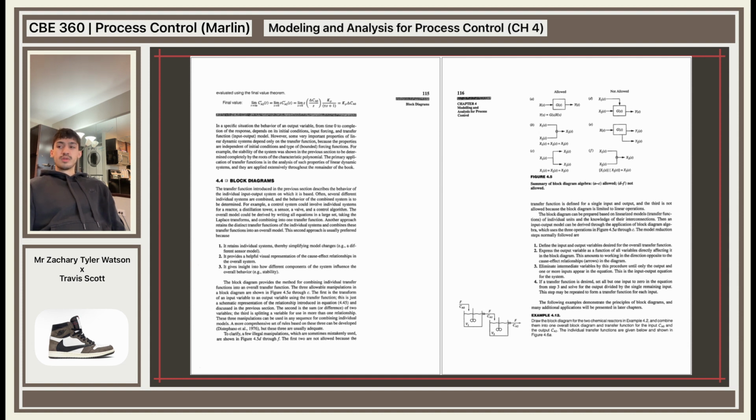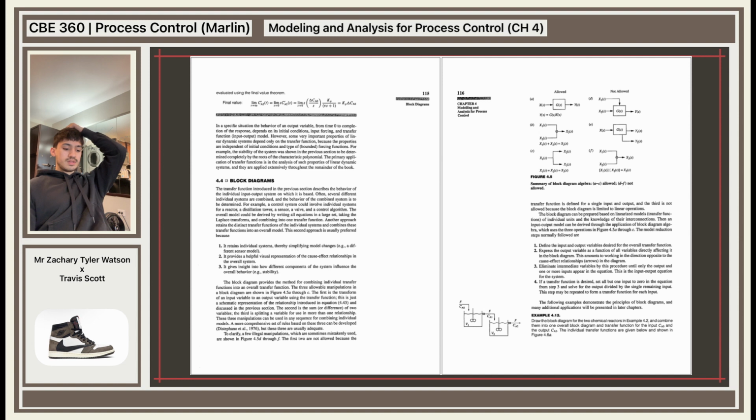So the model reduction steps normally followed are 1 through 4. Define the input and output variable desired for the overall transfer function. Express the output variable as a function of all variables directly affecting it in the block diagram. And this amounts to working in the direction opposite to the cause-effect relationship arrows in the diagram. So you start from the output to the input, so that's opposite of the arrows. Then next you eliminate intermediate variables by this procedure until only the output and one or more inputs appear in the equation. This is the input-output equation for the system.